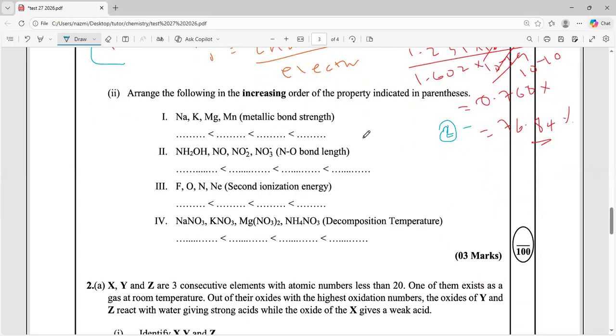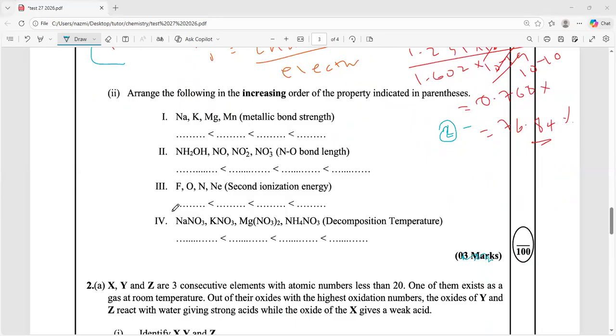The next part is: arrange the following in increasing order of the property indicated in the parenthesis. Here it's carrying 20 marks, each 5 marks. Yes, 5 times 4 is 20.